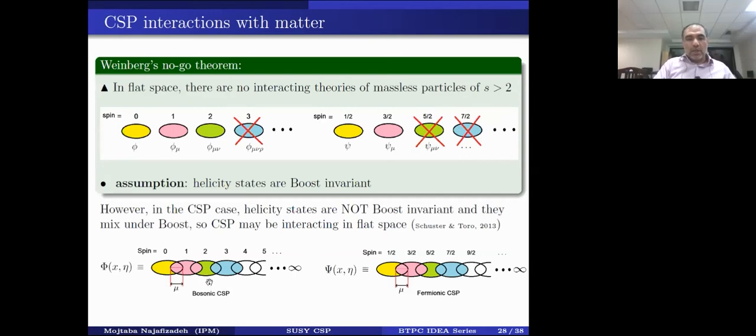So each CSP state is not boost invariant. So this CSP particle can be propagated in flat space. However, for higher spins, they can be interacting just in AdS space.